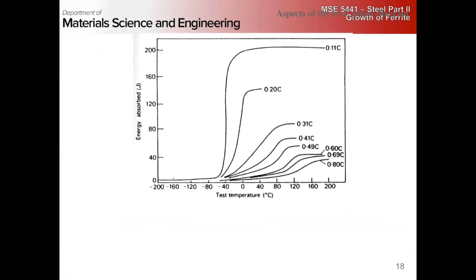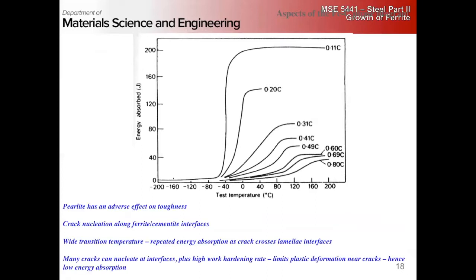Right? And of course, as you could probably guess, pearlite is going to have a dramatic, fairly negative effect on toughness, right? It's easy to nucleate cracks at the ferrite cementite interfaces. All right. New cracks can nucleate at the interface. Then we have a high degree of work hardening, which limits the plastic deformation near cracks, and we're going to have a much lower energy absorption.